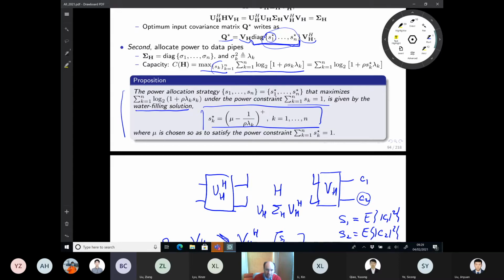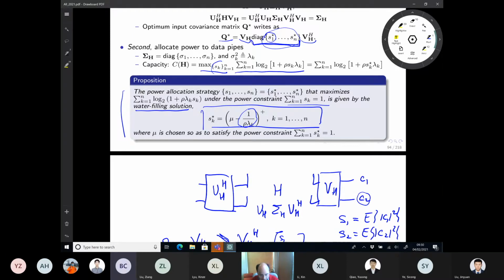Imagine that for lambda k you have a certain SNR, but if lambda k is very large compared to some other lambda k, so let's say lambda 1 is very large compared to the other ones, this term here will be very small, right? So the difference between mu and that term will be large. In other words, if one of the lambdas is larger, you're going to allocate more power to that mode, to that data pipe. In general, you're going to have n data pipes. Each of them has a certain strength given by lambda k. And the larger lambda k, the more power you will allocate to that mode.